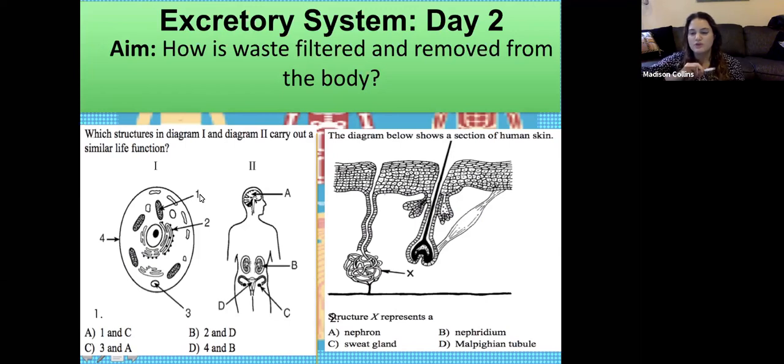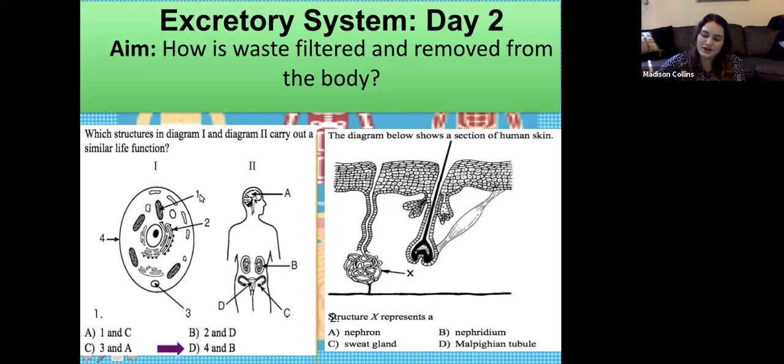All right, number 1, which structures in diagram 1 and diagram 2 carry out a similar life function? So looking at this diagram, I see that diagram 1 is showing us an animal cell, and diagram 2 is showing us a human. But which of these 2 structures perform similar functions? Hopefully you guys got that the answer there was D.